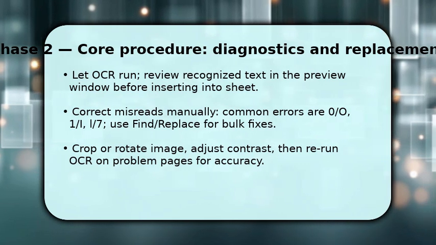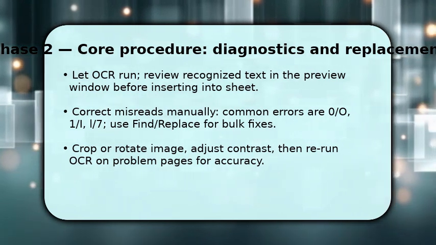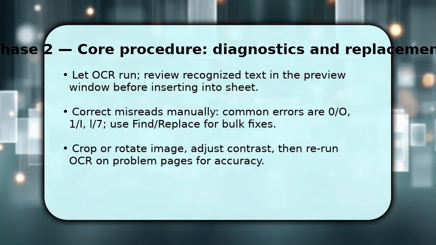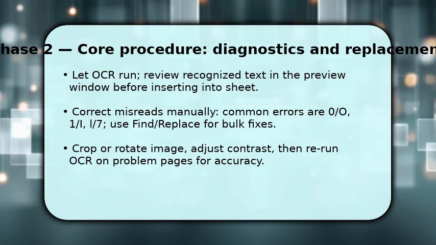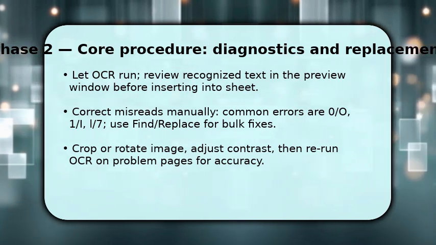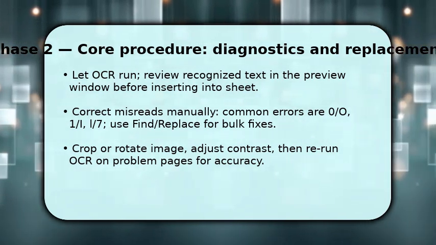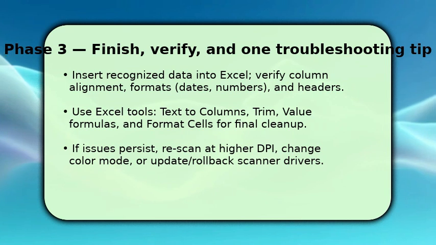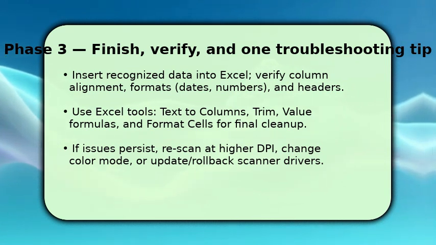Make bulk corrections with find/replace where patterns repeat, and if a page looks messy, crop or rotate and increase contrast, then rerun OCR on that page. This ensures structured data lands cleanly in cells. You now insert the OCR results into the sheet and immediately verify alignment and formats. Dates, numbers, and headers must match your template.